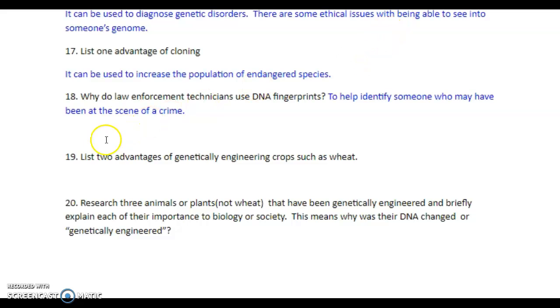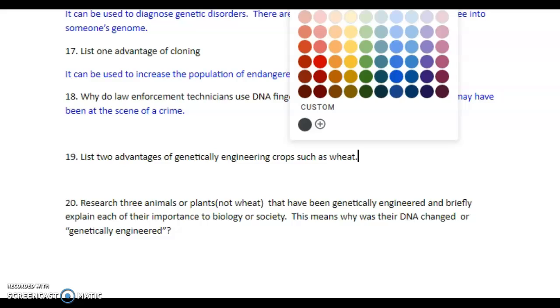Two advantages of genetically engineered crops such as wheat are improved nutrition and improved crop yield.